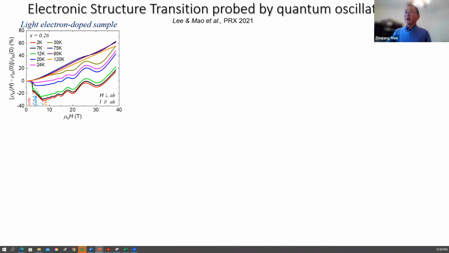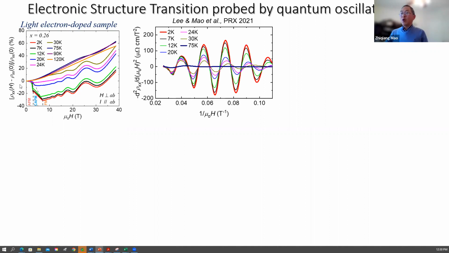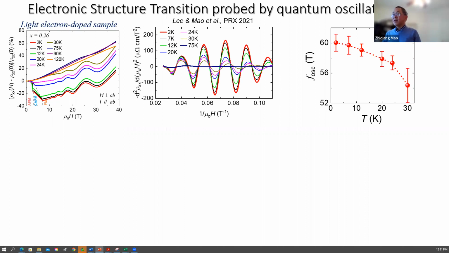We also did high field measurements for transport, and for a lightly doped sample, we observed quantum oscillation. This is an electron doped sample. The quantum oscillation is present above the spin flip field, HC2. After subtracting the background, we can see a very striking oscillation. By doing a Fourier transform, we can extract the quantum oscillation frequency. We found that the quantum oscillation frequency is temperature dependent. You see it becomes larger below the ordering temperature of 24 Kelvin.